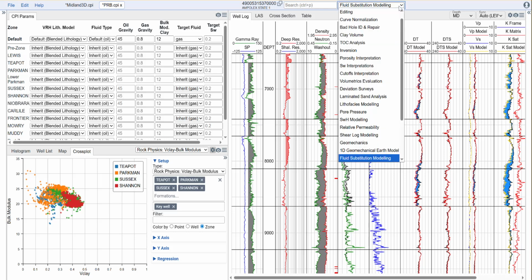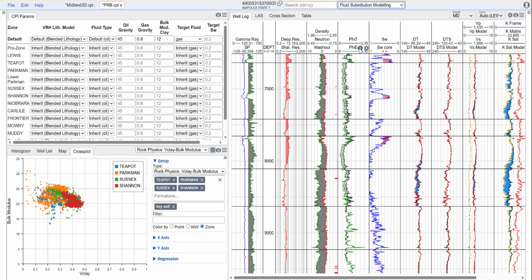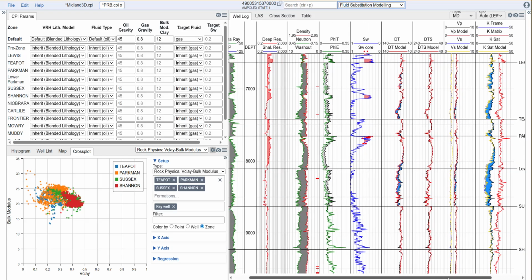So the way we access this is we come here to the fluid substitution modeling in the drop-down list. And what this module does is it has a few different calculations, but its primary objective is to show you the variation between a measured and a modeled DT and DT shear as we change the fluid saturations.